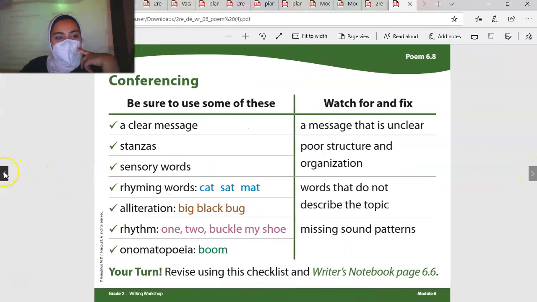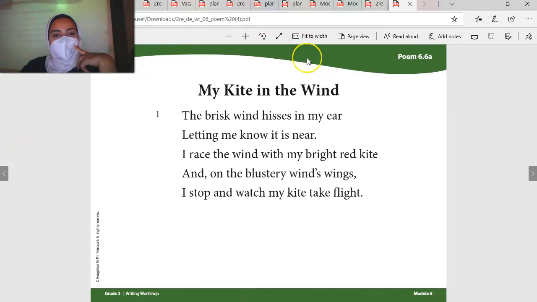All right. So let's go back and read it together now. You ready? I want to hear everyone's voice with me, starting from the title. My kite in the wind. The brisk wind hisses in my ear, letting me know it is near. I race the wind with my bright red kite, and on the blustery wind's wings I stop and watch my kite take flight.